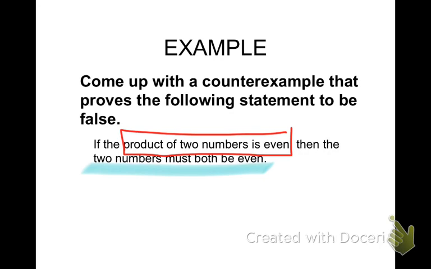Meaning, I need something that is the product. Product is what operation? Multiplication. So I need the product of 2 numbers so that it is even. But I want the 2 numbers to not both be even. So if they're not both even, that means they're either both odd or one is odd and one is even.